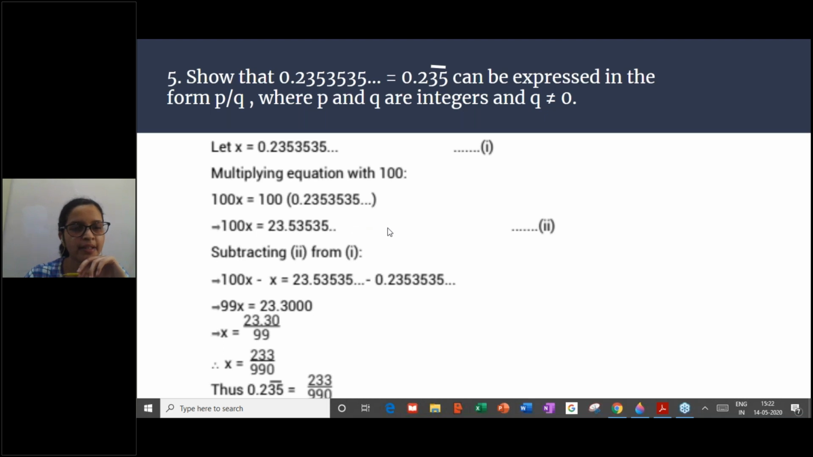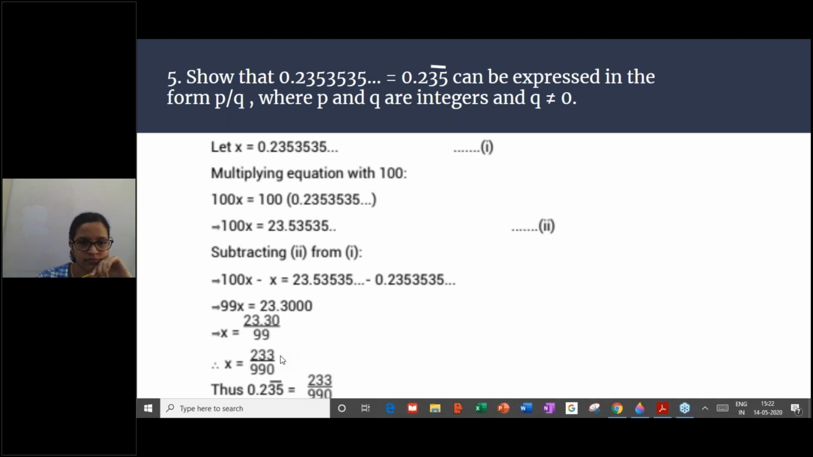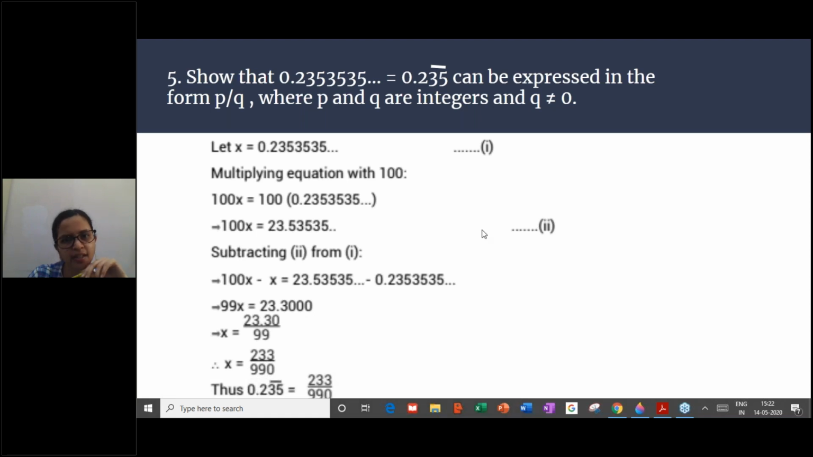Why did you multiply it by 100 in the end? Because you got it as 23.3. It's not a fraction, right? 23.3 by 99. So to get it as a fraction, you multiply it by 100. Multiply by 10 actually, not 100. Miss, can there be bar 5? Yeah, Aditya Mundra, yes. It can be a question saying 0.235 bar. Then you multiply by 1000. Okay, yes, good job. You are done copying. Okay, so we'll move to the next one.